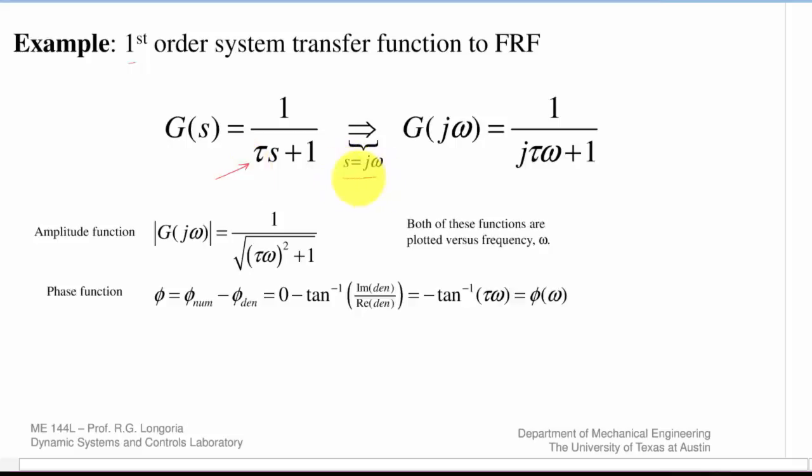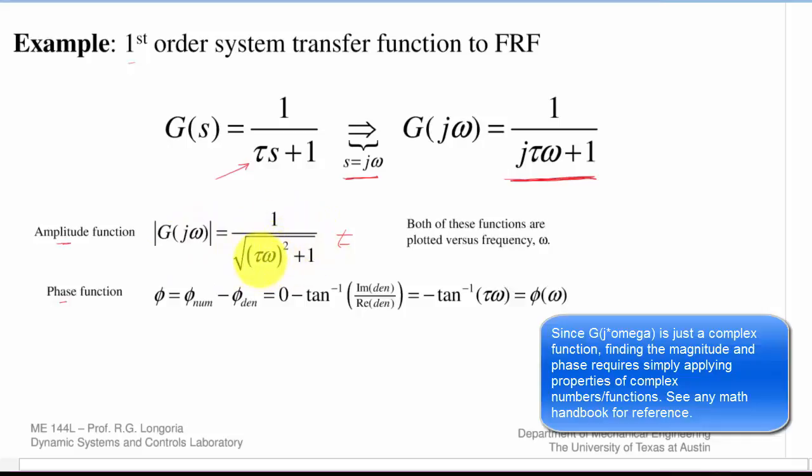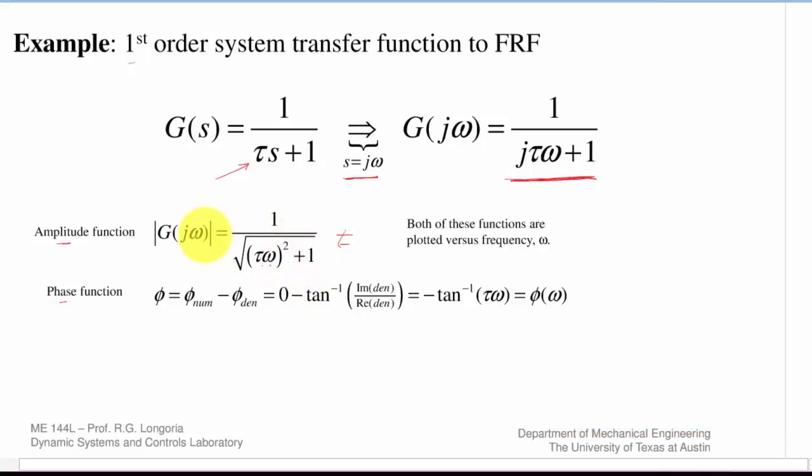All we do is substitute s equal j omega, and we get in complex form the transfer function, but in frequency domain. Then all we do is compute amplitude and phase by taking the magnitude, which gives us 1 over square root of tau omega squared plus 1. Keep in mind, this is just a number. All you need to do is substitute the value of the frequency, and then you've got a single number at a certain frequency. And that, remember, gives you the amplitude ratio.